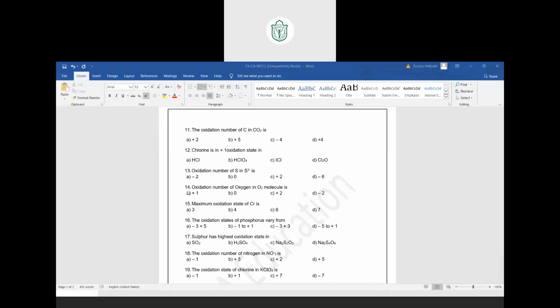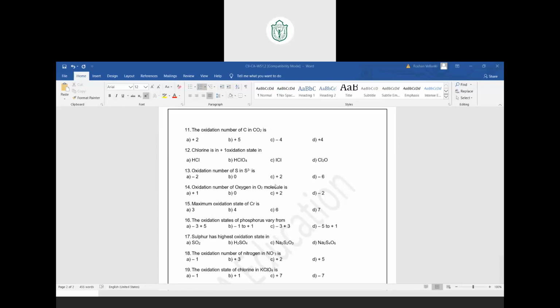Next, 14th one. Oxidation number of oxygen in O2 molecule, O2 gas. Correct, this time all are correct. Someone saying D. Why D? Who is that? Anish. What is the answer here?